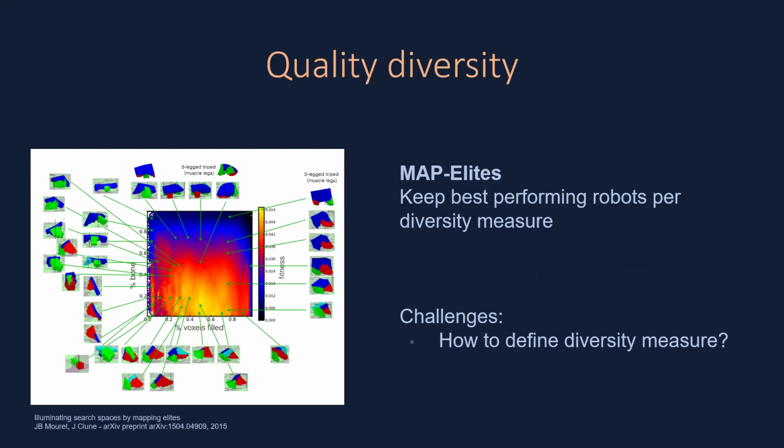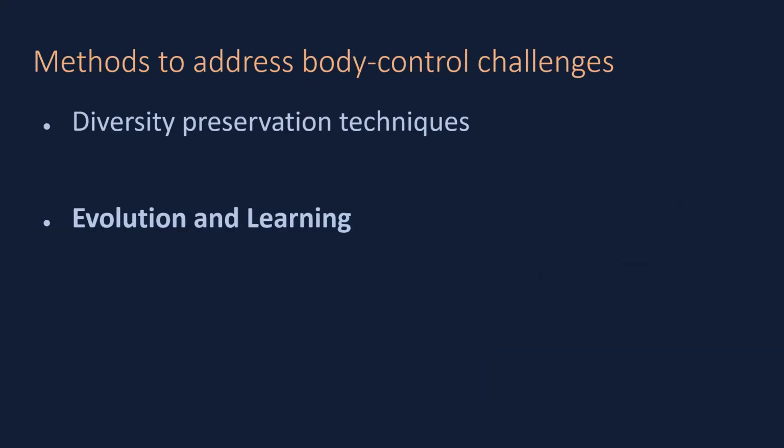The challenge here, however, is how to define diversity. So let's say you want a robot that moves as fast as possible, and you want a diverse population. Well, how do you define diversity? That is a challenge here. So up to now, are there any questions about keeping diversity in the population of robots in an evolutionary algorithm?